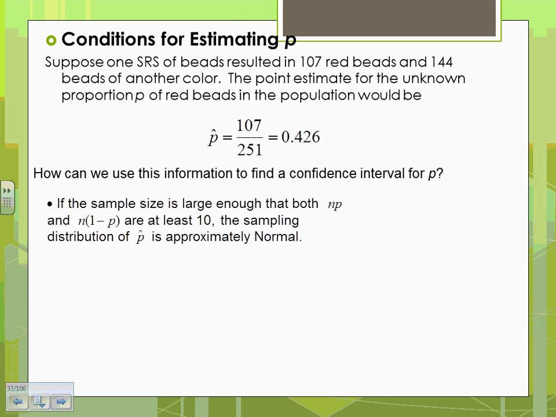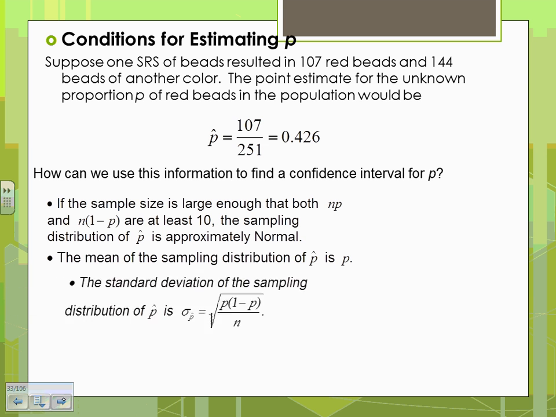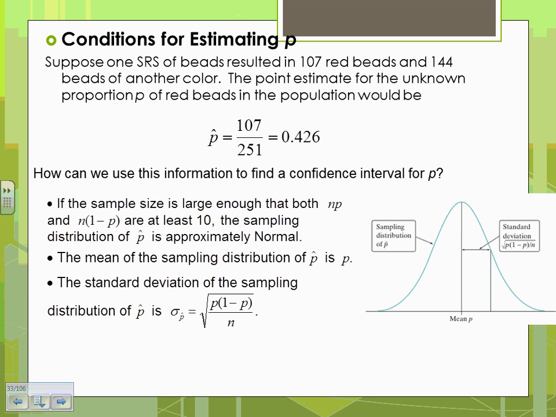If the sample size is large enough that both np and n times 1 minus p are at least 10, then we can say that the sampling distribution of p hat is approximately normal. The mean of the sampling distribution of p hat in this case would be p. And our standard deviation is going to be p times 1 minus p all over n, underneath the radical. And here's a nice density curve showing this.